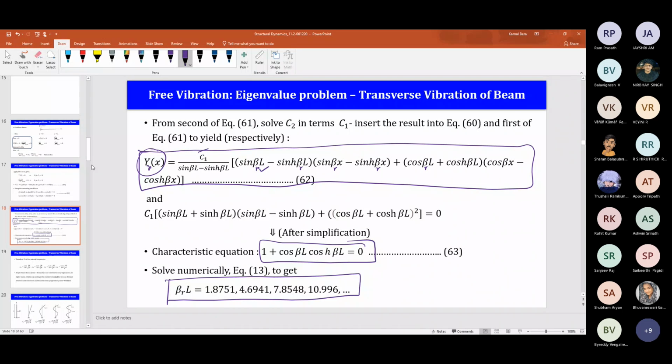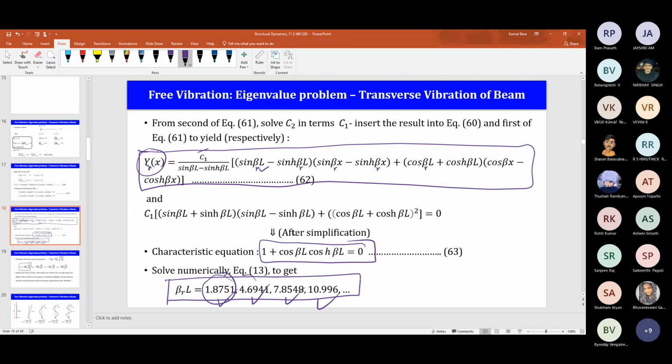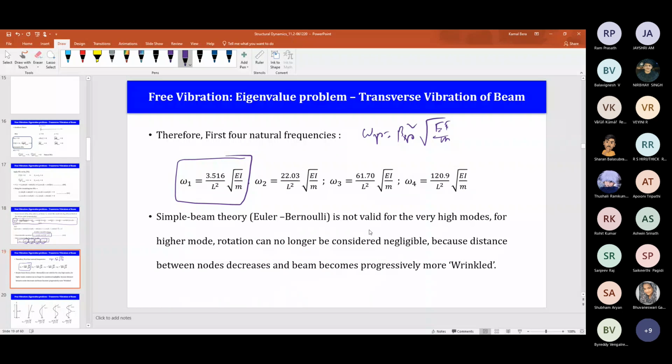So this is my characteristic equation, and these are the first four roots. If you solve iteratively, you will find that the first root is 1.8751 for beta L. This is this, this is this. Once you have beta r L, you can find these frequencies. Omega 1 is from that expression: beta 1 square root over of EI by m. So omega r is beta r square times that. Substituting beta r L, you get the first frequency, second frequency, third frequency, fourth frequency, and so on.